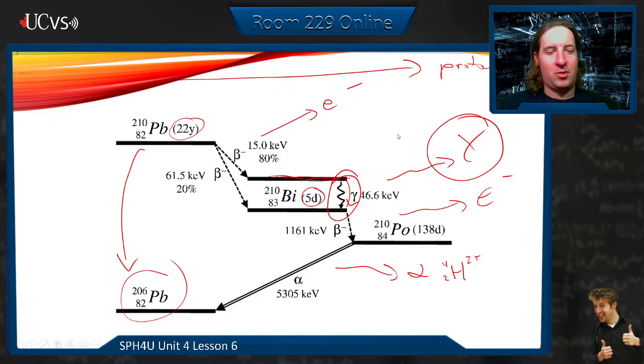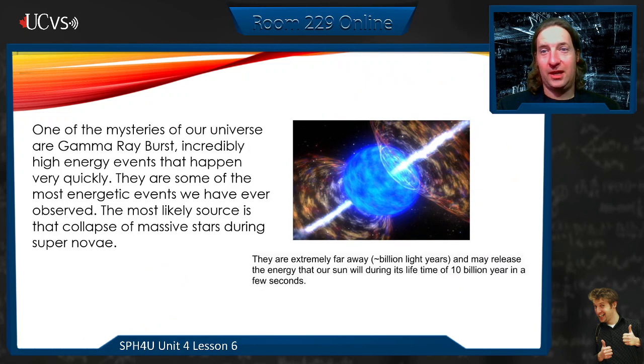Last thing I want to talk about with gamma rays is the mystery of gamma ray bursts. So using X-ray observatories, we've been able to see some of these incredibly energetic events in space. We're talking like the most high energy events that exist in the universe, basically. We're talking about all of the energy that our sun would produce in its lifetime of 10 billion years, produced in microseconds. So these are these gamma ray bursts.